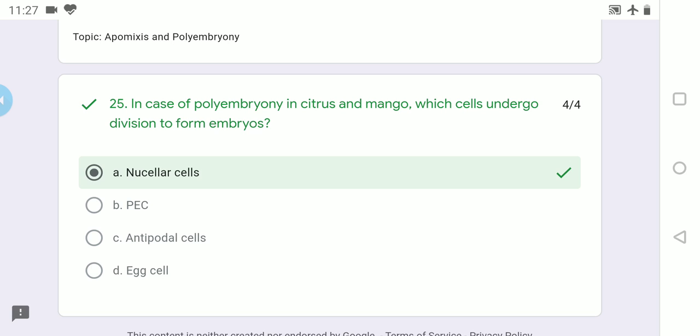So this is another question. In case of polyembryony in citrus and mango, which cells undergo division to form embryos? They are nucellar cells. Remember, citrus and mango are the best examples. In many citrus and mango varieties, some of the nucellar cells surrounding the embryo sac start dividing, protrude into the embryo sac, and develop into embryos, isn't it? In such species, each ovule contains many embryos. So this phenomenon is also called polyembryony. I hope you can remember it in the easiest way.